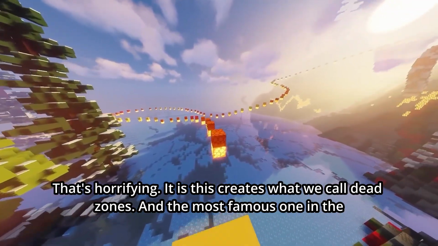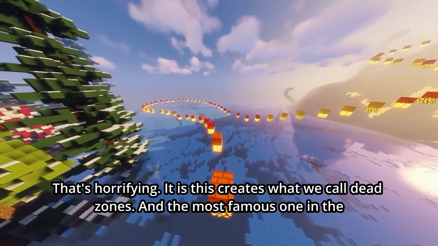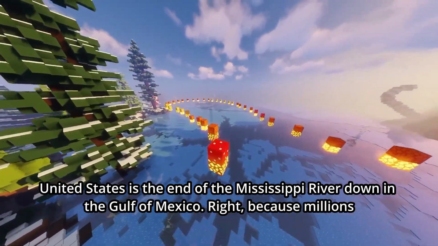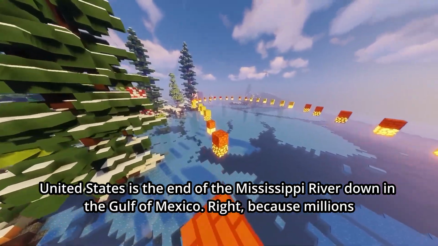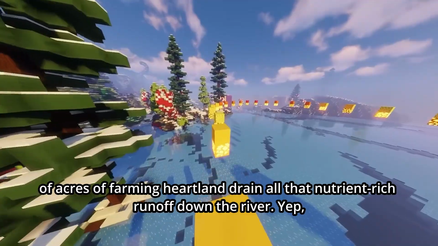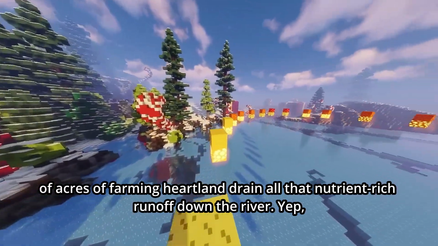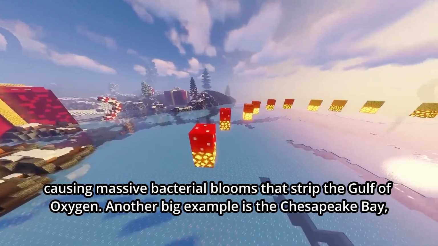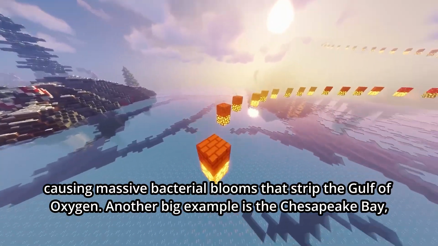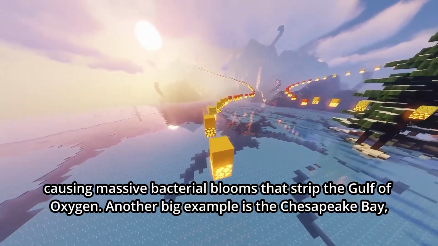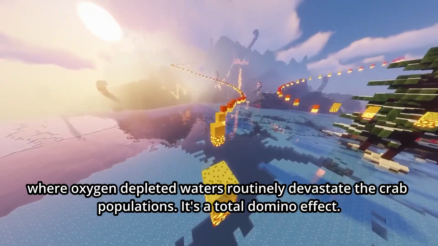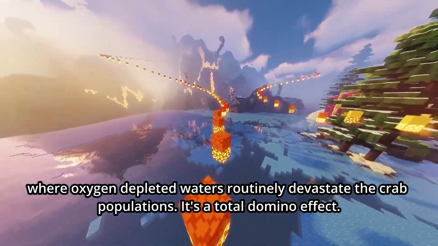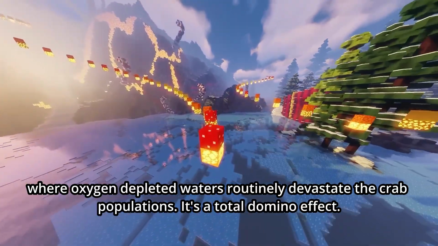This creates what we call dead zones. And the most famous one in the United States is the end of the Mississippi River down in the Gulf of Mexico. Right, because millions of acres of farming heartland drain all that nutrient-rich runoff down the river. Yep, causing massive bacterial blooms that strip the Gulf of oxygen. Another big example is the Chesapeake Bay, where oxygen-depleted waters routinely devastate the crab populations. It's a total domino effect.